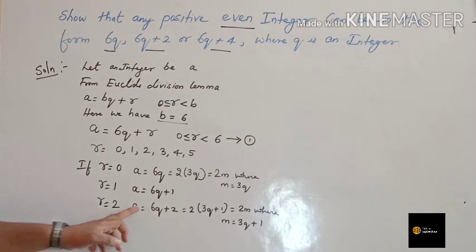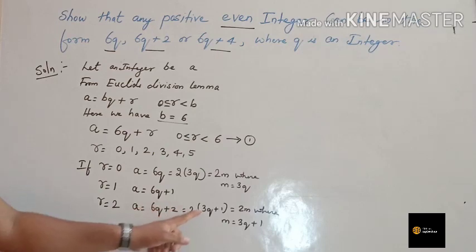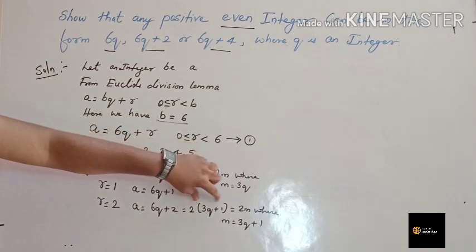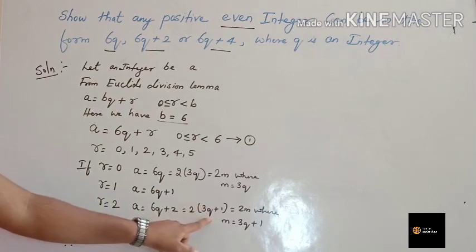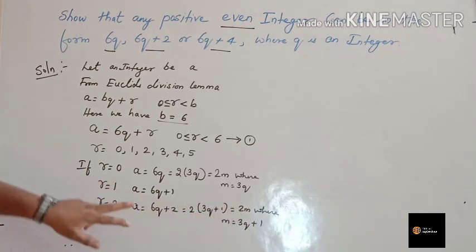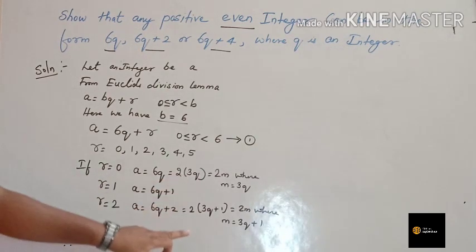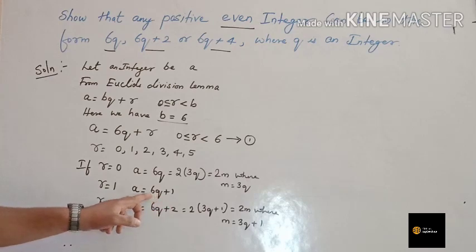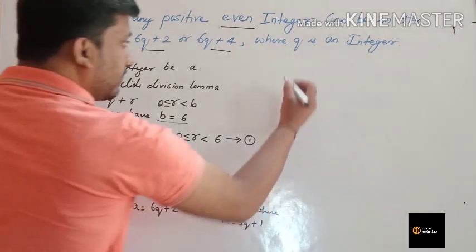Understanding? Here a is equal to 6q plus 2, that is equal to 2 I have taken common, so 3q plus 1. The entire 3q plus 1 I am making it m. So 2 into any number obviously is an even number. Here so far how many even numbers we got? We got one even here and another even here, and this becomes obviously odd. Let us take the remaining thing. Okay, right, no?